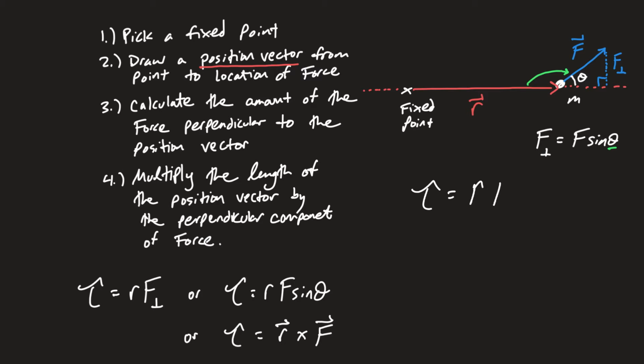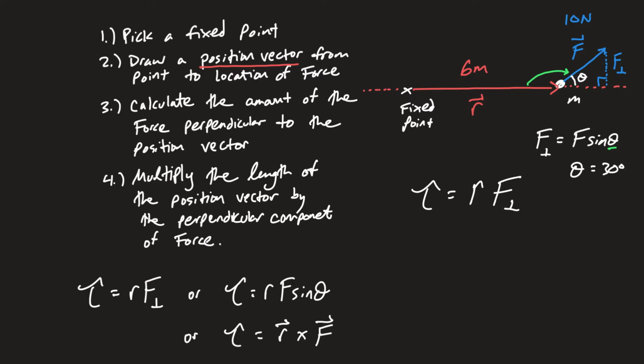R times force perpendicular. Cool. So if we had numbers on this, maybe this distance was 6 meters, and then what if this angle theta was 30 degrees? And then what if the magnitude of the entire force, we just make something up, was 10 newtons.